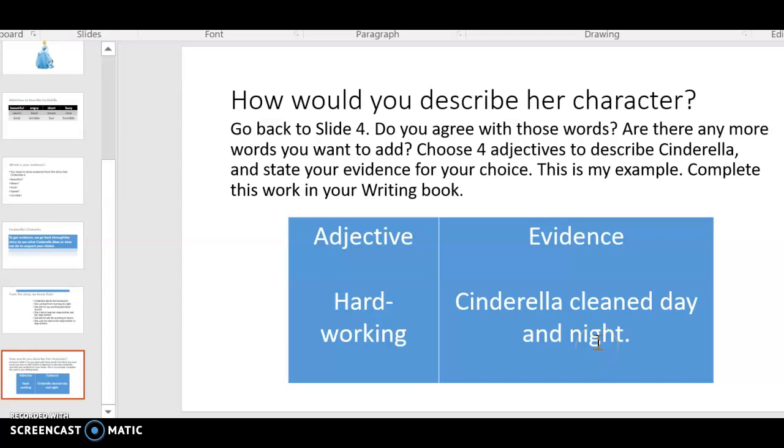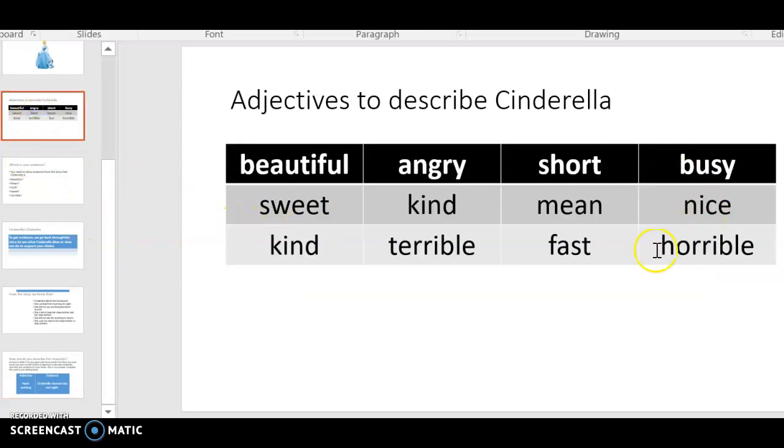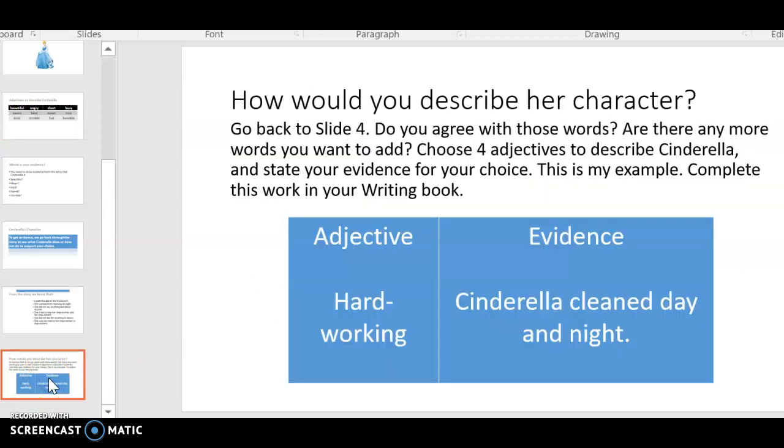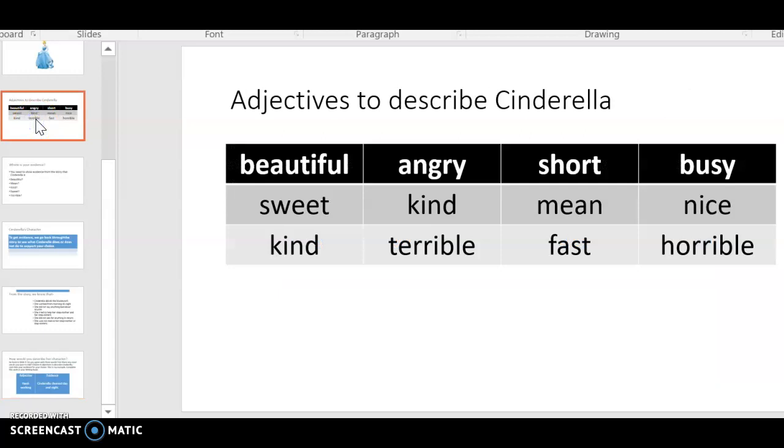So what I want you to do is, in your writing book, set your work out like this. You can choose 4 adjectives to describe Cinderella and then tell me where you get your evidence from. You can choose some from here. If you don't agree, you can find some of your own. Because hardworking is not here. But I could have said she was busy. She worked from morning till night.